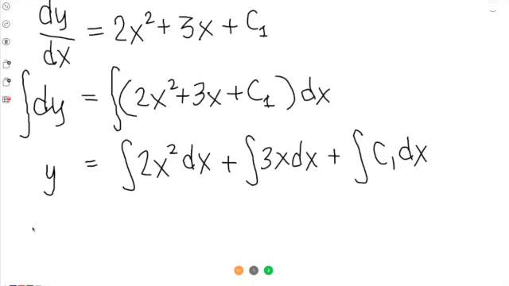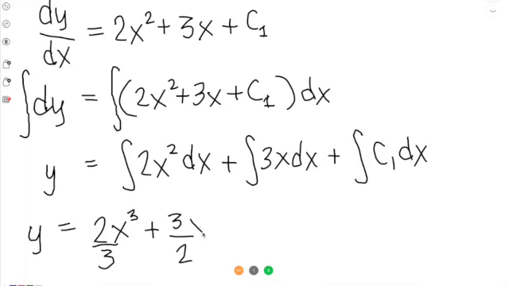Okay, so we have y is equal to, this is another power formula, that would be 2/3 of x cubed plus, this would be 3/2 of x squared plus, this is an arbitrary constant, we take it outside the integral and we integrate dx. That would give us x, so that would be c1 x.